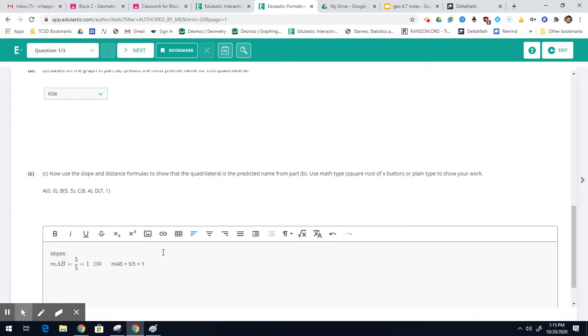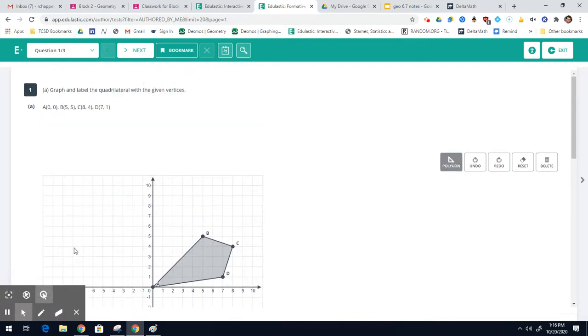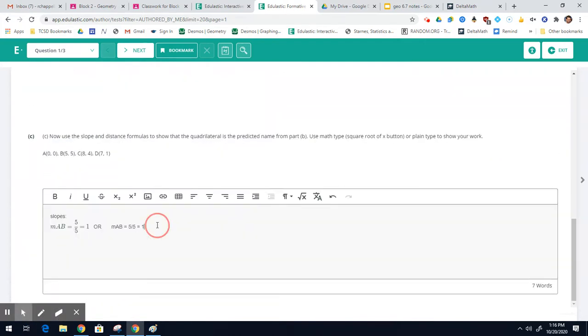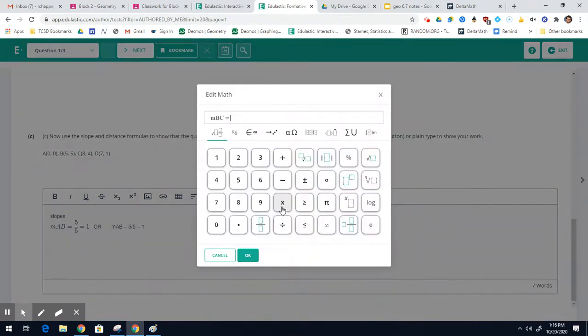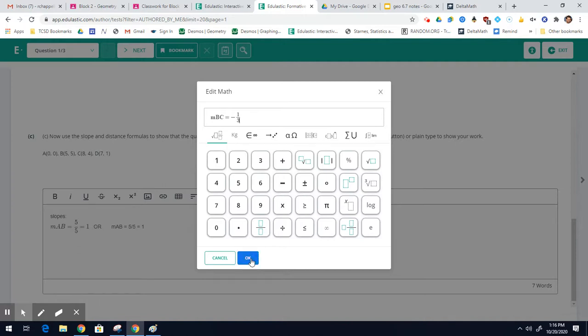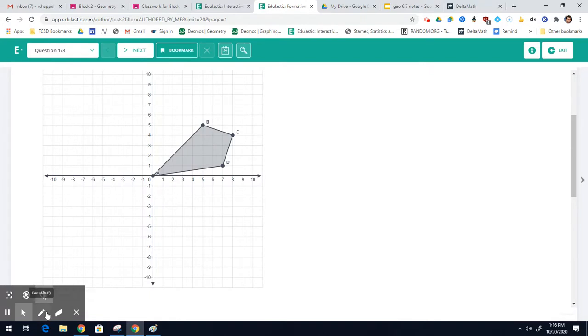I'll keep using math type, so let's go back up here for BC. To get from B to C, I have to go down 1 and right 3. Again, to go from B to C, I have to go down 1 and right 3. So that's a slope of negative 1/3. So slope of BC equals negative 1/3. Done. Okay, now we'll do CD.